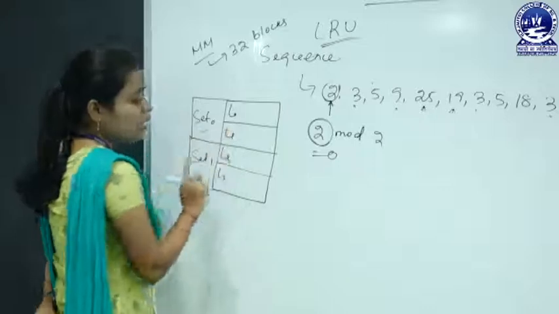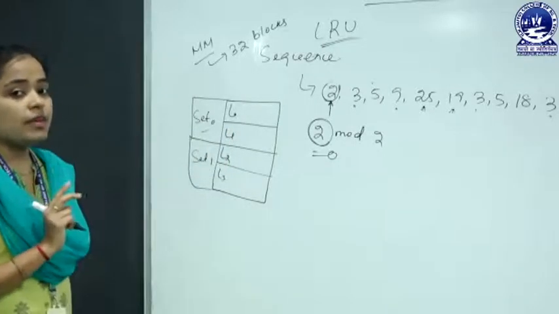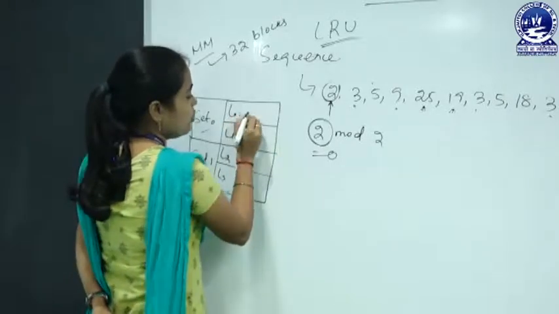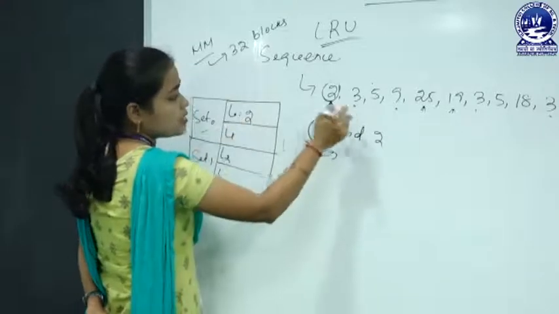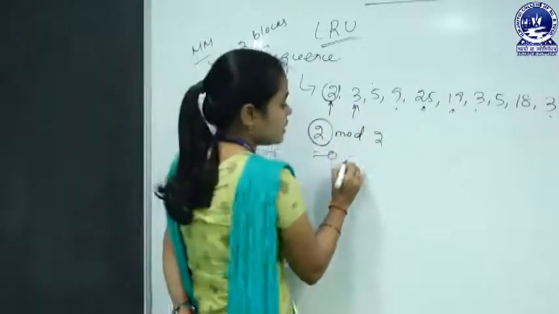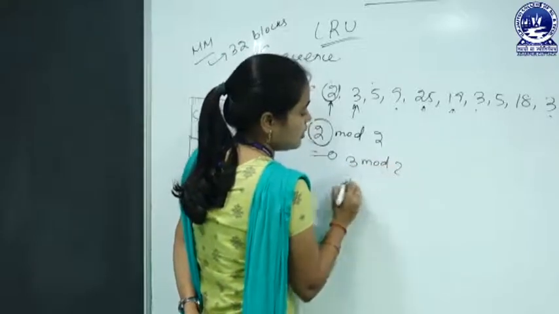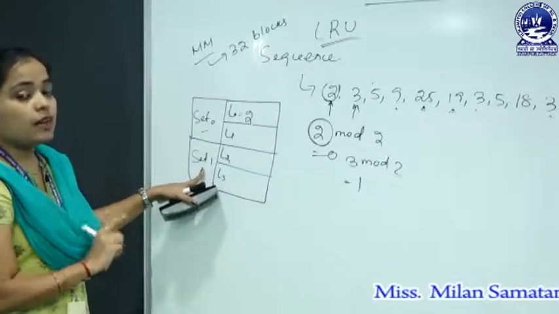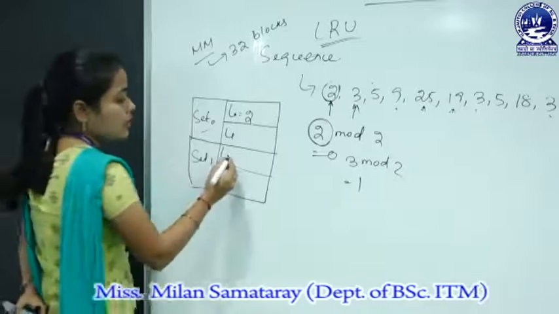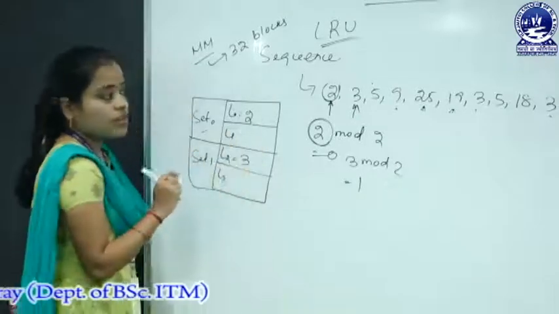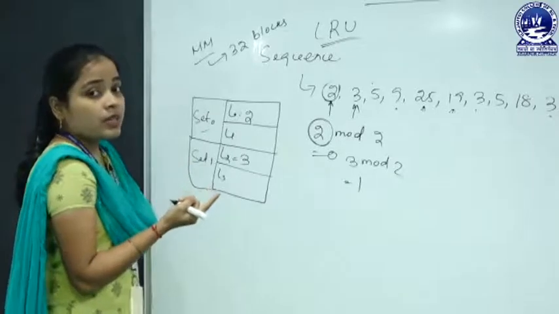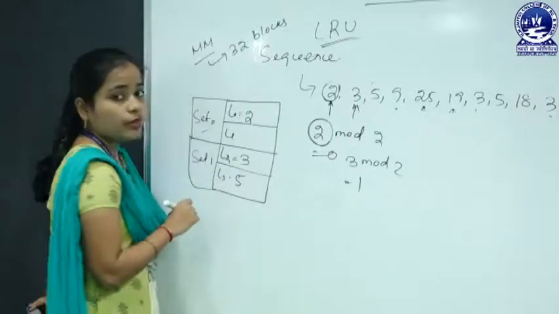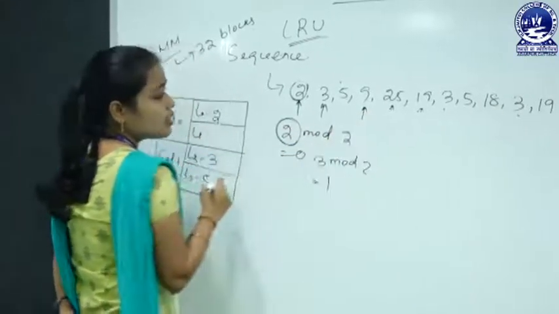In set 0 there are 2 lines, so in any line you can map that block. Let this block be mapped into L0. So here is 2 and the next one is 3. For 3 mod 2, the remainder is 1. So this block will be placed in set 1, in any one line of set 1. So here block 3, and the next one is block 5. Block 5 will be placed in set 1 and here line 3 is empty, so you can place 5 here.